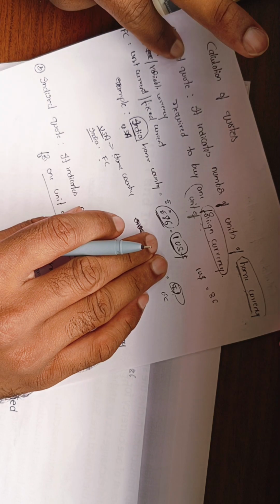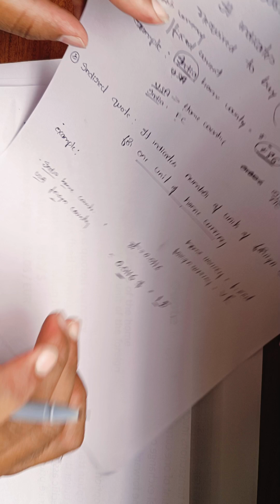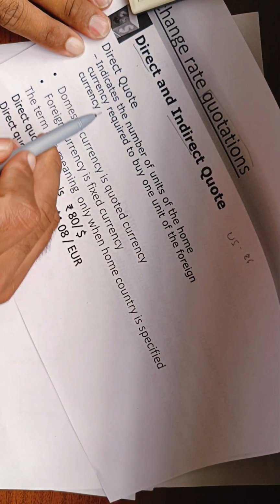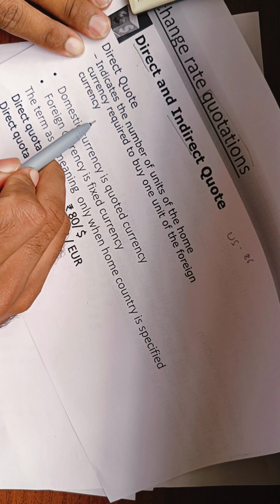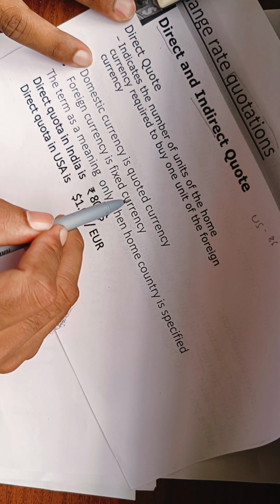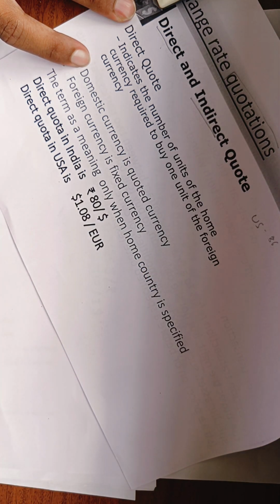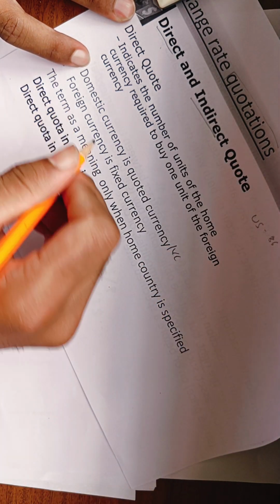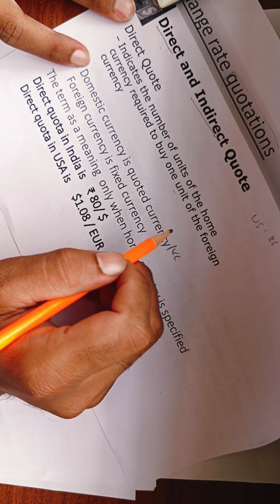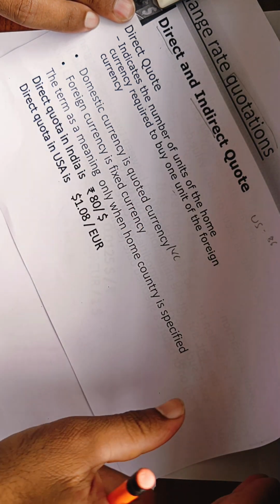So this is the direct quote. One more is the indirect quote. What is the direct quote? In the picture here itself you can see what the direct quote is. Direct quote indicates number of units of home currency required to buy 1 unit of foreign currency, and as I told, the domestic currency is the quoted currency or the variable currency. The foreign currency is the fixed currency, because to buy 1 unit you are going to pay a certain amount. An example is also given, and this PPT is also shared in the group.